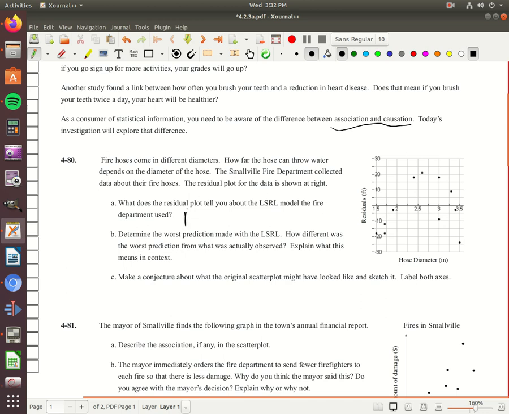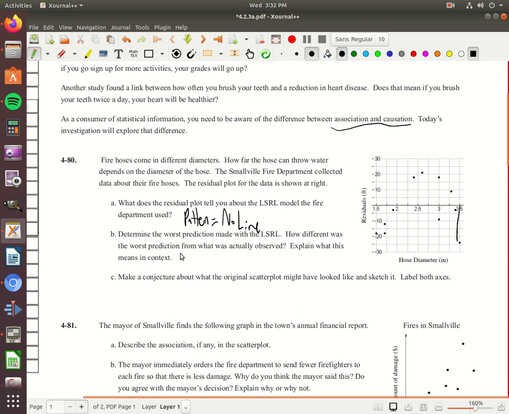Well, I would say I see a pattern. So first of all, they shouldn't be using a line in the first place, right? I see a distinct pattern there. So to determine the worst prediction made by the LSRL, the worst prediction looks like this one was about 25 away. That was pretty close, about 21 away, but 3.5, it looks like the worst one. So how different was the worst prediction from what was actually observed?